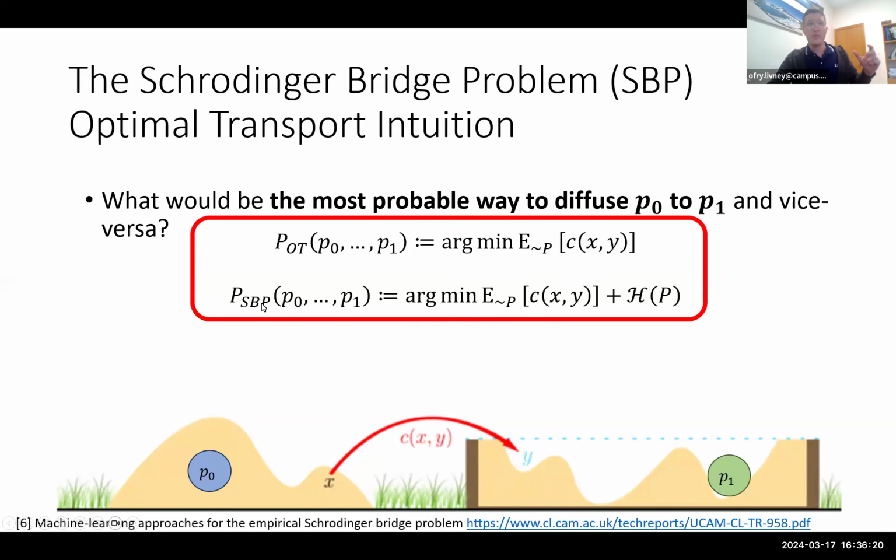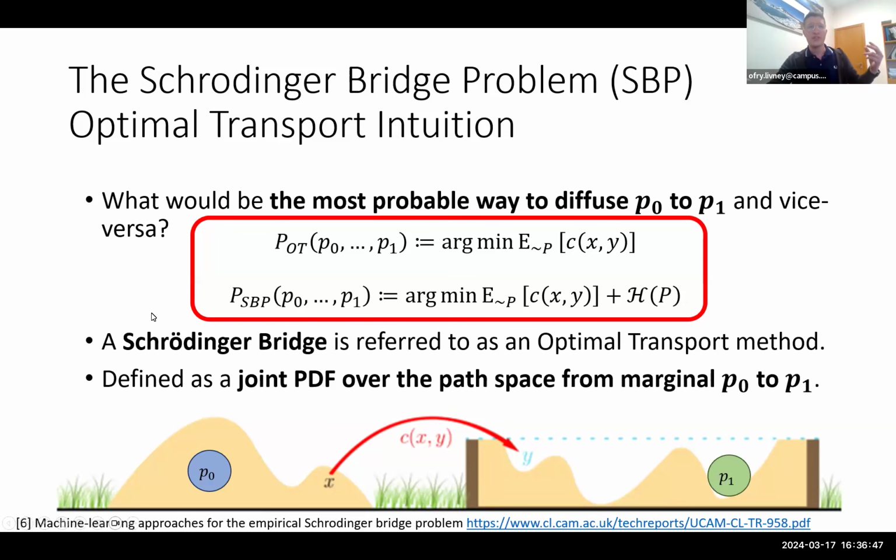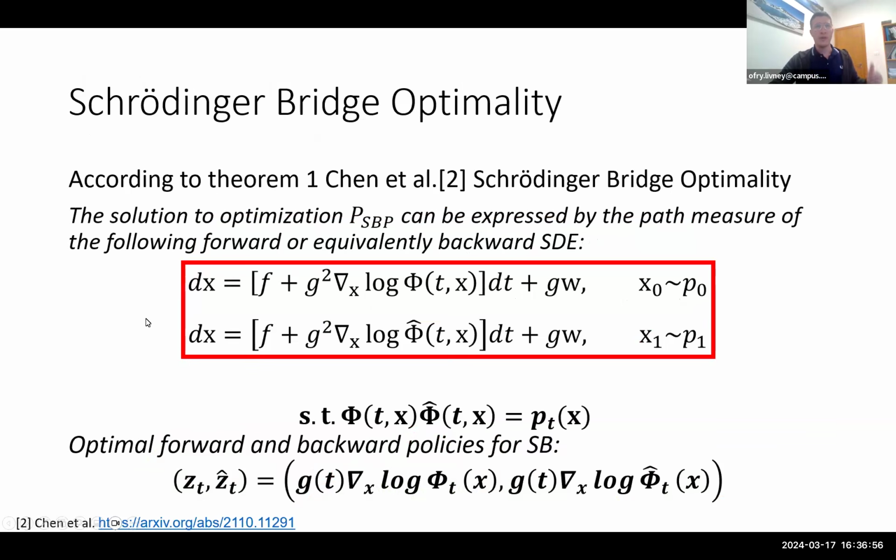The Schrödinger bridge problem is a type of optimal transport problem in which we also, in the optimization, have some entropy term. Now, the specifics of the optimization problem here are quite involved and beyond the scope of this seminar. But what you need to know is that the solution to that is a Schrödinger bridge, and it is an optimal transport method. And in addition, it gives us a joint PDF over the path space from one marginal to another. So the authors quote this paper by Shen et al. from ICLR 2022, and they quote this theorem of Schrödinger bridge optimality.